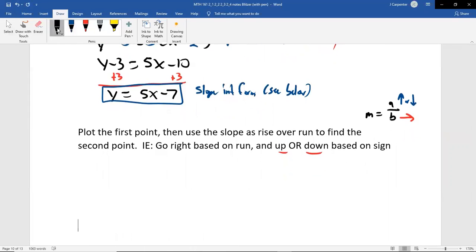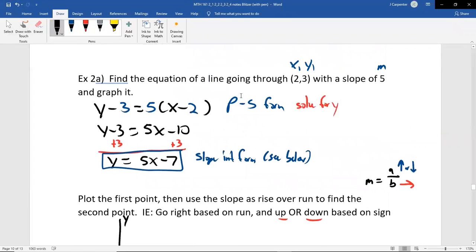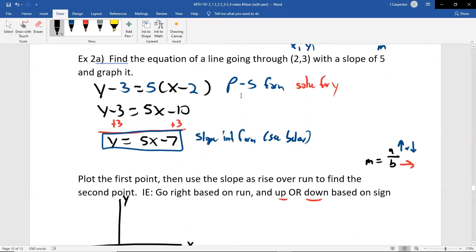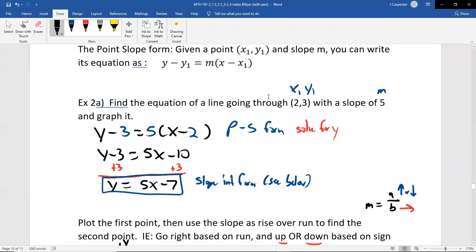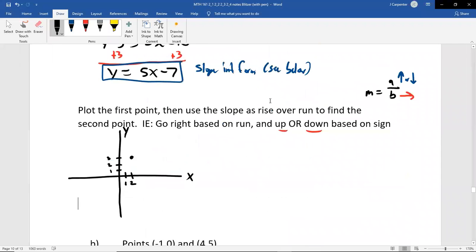All right, so let's make our graph. Again, in my math lab, you don't have to do this by hand, but you should know how to do this by hand. So we had that point (2, 3), and the slope was 5. So here's our first point at (2, 3). Where did I get this (2, 3)? It was given to me. We go through the point (2, 3), and then the slope is 5.